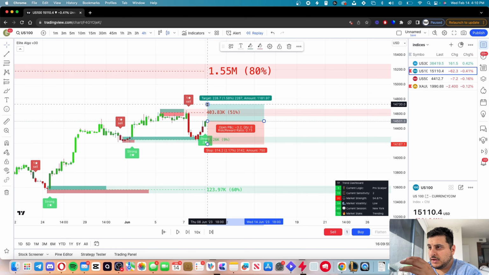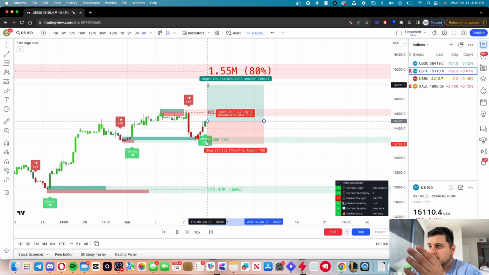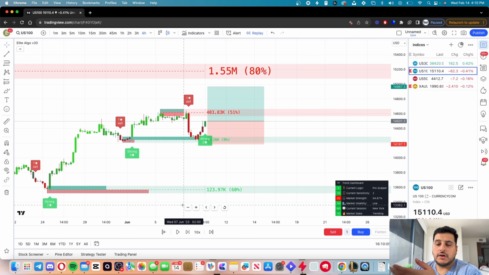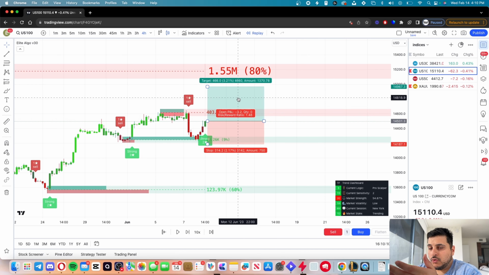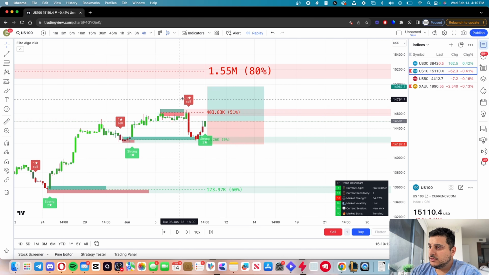And then this right here, we could target a 1.5, which would bring us right about here for this trade. Very, very simple. Now, if you guys don't want to use your own take profit and stop losses, no problem.